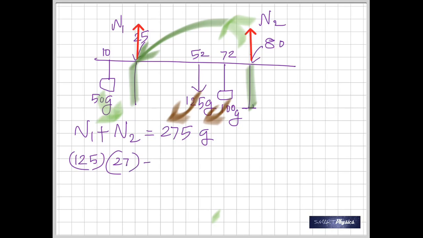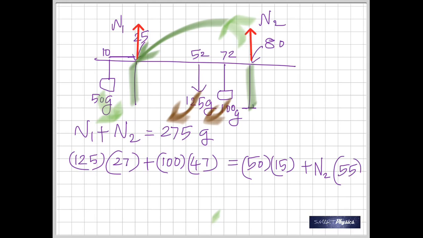So 125 times that distance, which is 27, plus 100 times 47 should be equal to 50 times 15 plus N2 times 55, from which you can calculate N2. I did not finish it because that's just simple math. Find N2 from there and then plug it back into equation 1. You get both N1 and N2.